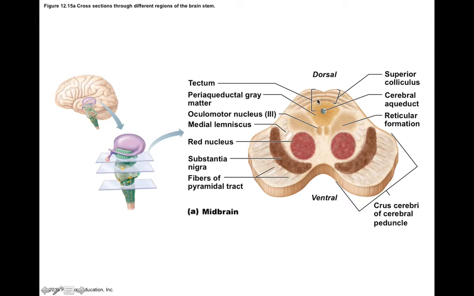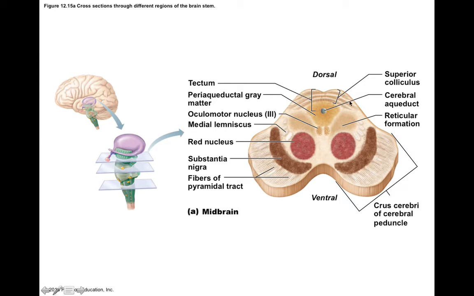So if we looked at a cross-section of the midbrain here, we would find the ventral surface contains your cerebral peduncles, which have your fiber tracts for pyramidal motor neurons. We have our substantia nigra, which is functionally linked with the basal nuclei for movement. The red nucleus, which is also involved with movement, as well as oculomotor nuclei that are involved with moving, oculomotor nerve. We'll talk about that in the next chapter.